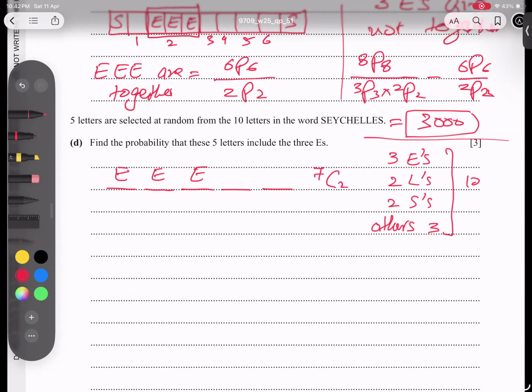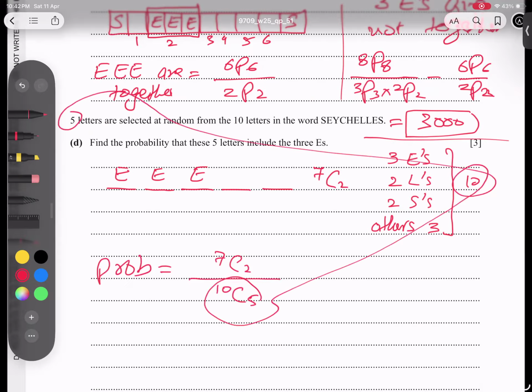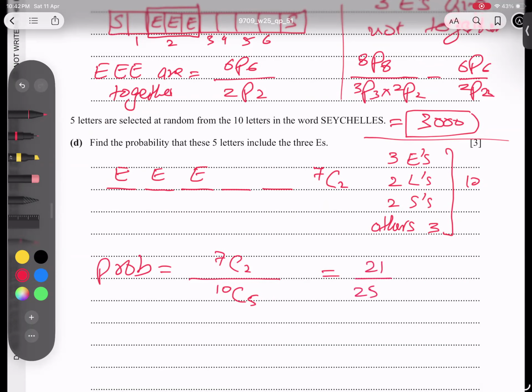So this is the option when the 3 E's come together. And what is it without restriction? Without restriction, 10C5. 10C5 is the total number of options. So the probability is basically 7C2 in the numerator and 10C5 in the denominator, because out of 10 we have to select 5. I think the point is very clear. And if we check it in the calculator, we get 21 over 252, or you can simplify that to 1 over 12. So I think the idea is very clear.